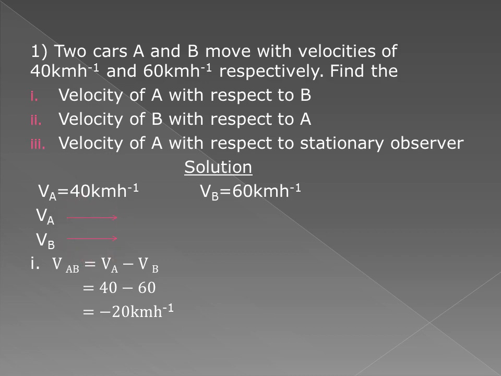Then VAB becomes equal to VA minus VB, which is 40 minus 60. Then we get minus 20 kilometers per hour. So practically, this means that for a person in body B, car A is traveling at a velocity lower than the actual velocity by 20 kilometers per hour, and also it appears car A is receding.